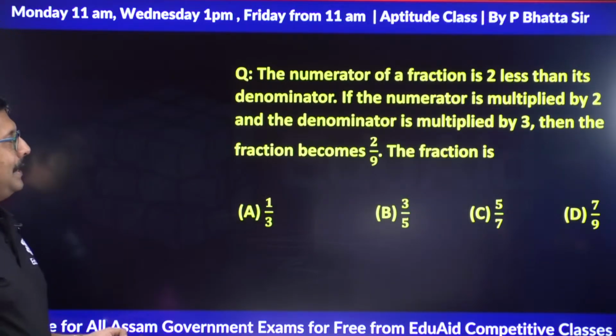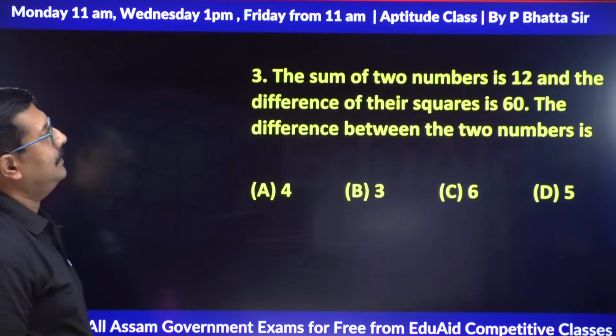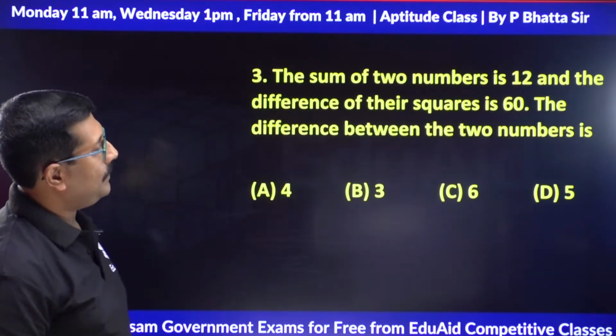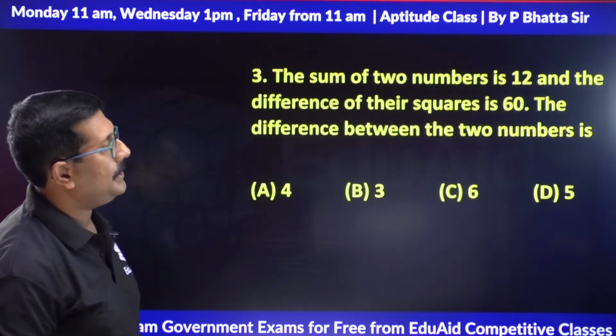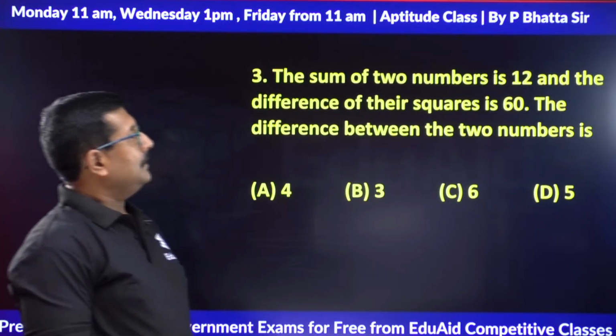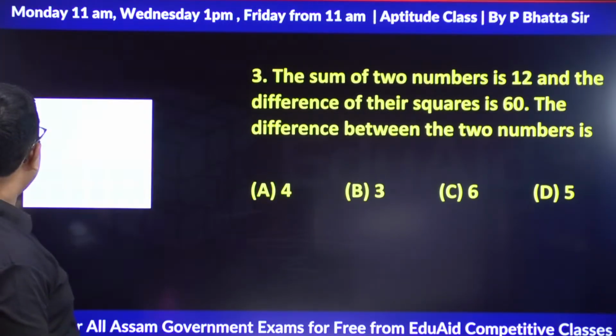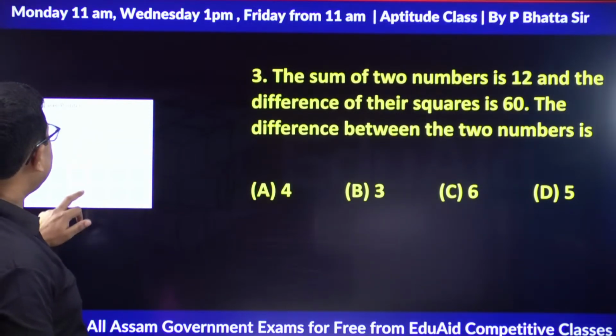Okay, fine then. Then we come to another question. The sum of two numbers is 12 and the difference of their squares is 60. Find the difference between the two numbers. So first you understand the question. After that we can go to the result.